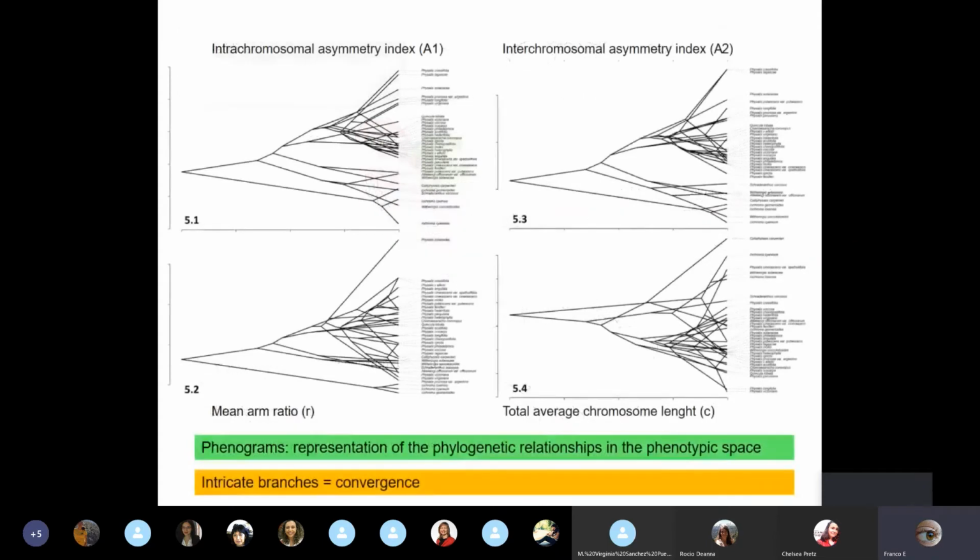Here we have these phenograms, which are the representation of the phylogenetic relationships in the phenotypic space.